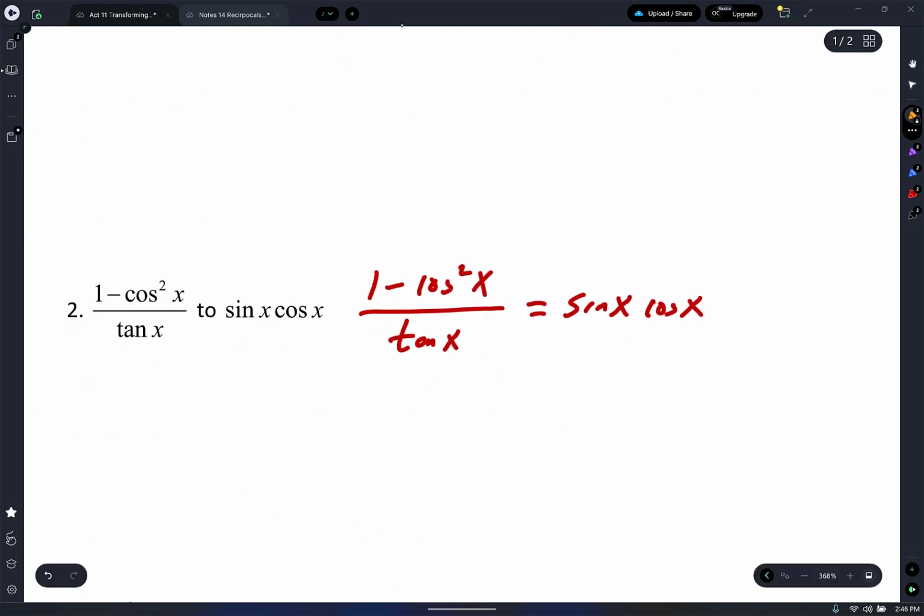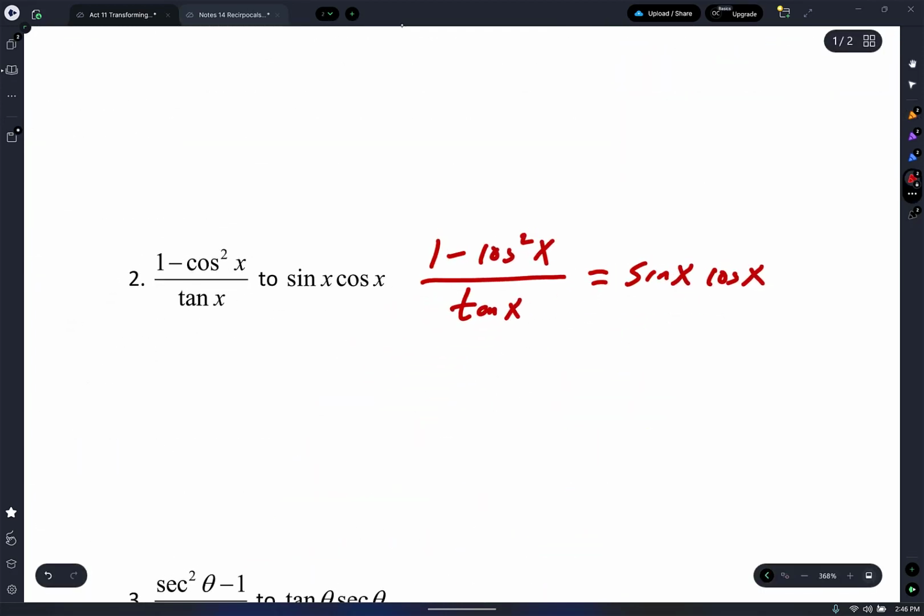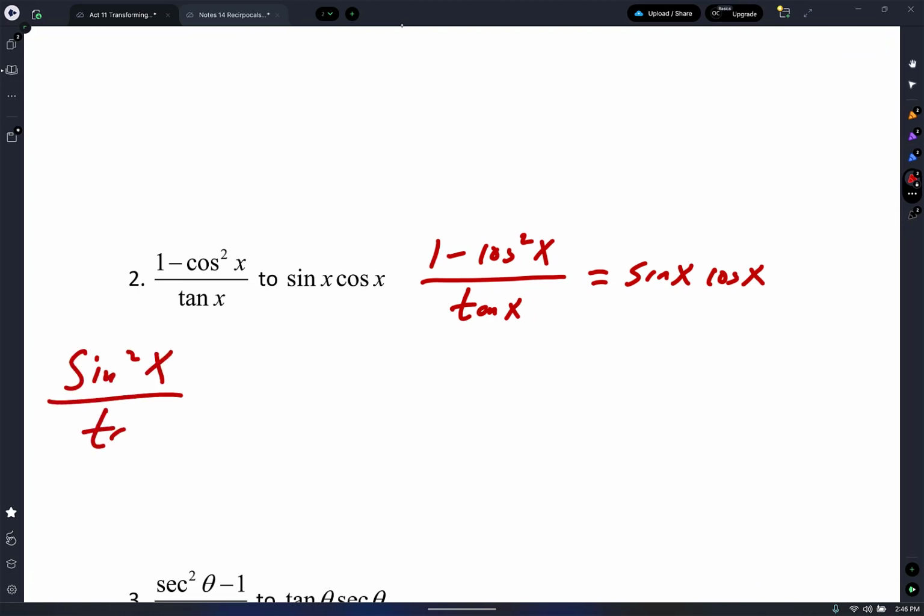So I can replace the top, 1 minus cosine squared, with, perfect, I heard someone say it, sine squared x. And I still have it over tan x. Are we okay? All right. I think you guys are okay with this. I'm going to rewrite sine squared x, and I know that tan x is sine x over cosine x. Are you guys okay with that? Okay.